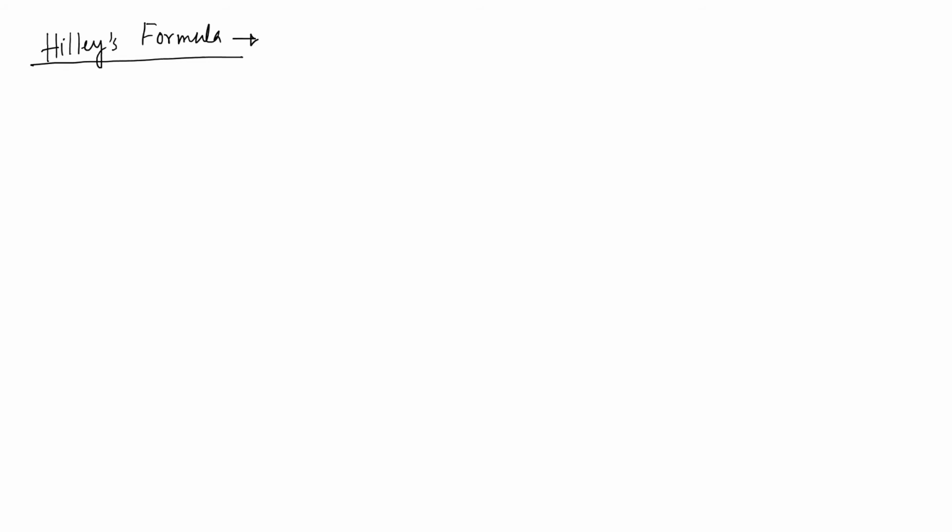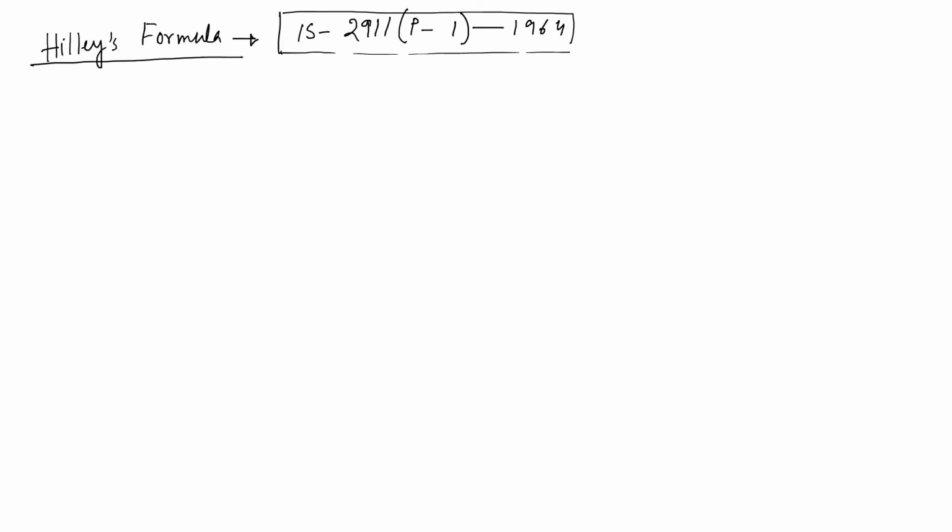Now we talk about Hiley's formula. This formula you can find in our IS code, IS 2911 part 1, 1964. So this is one insight regarding Hiley's formula. What is the formula? Qf equals eta H eta B into W into H, divided by S plus C by 2.